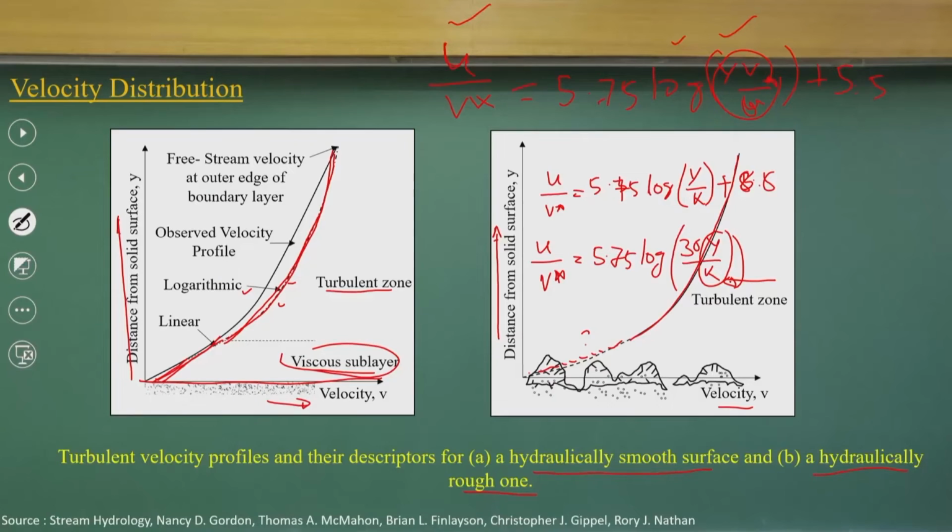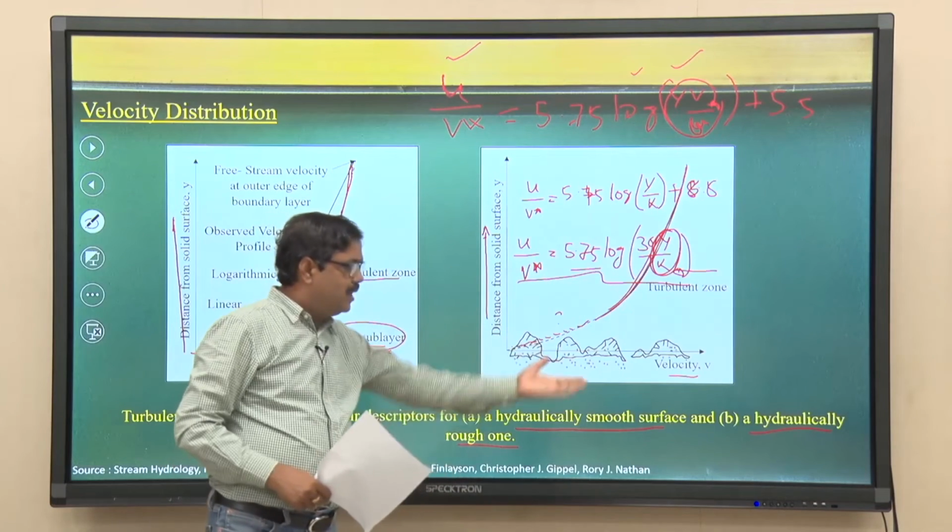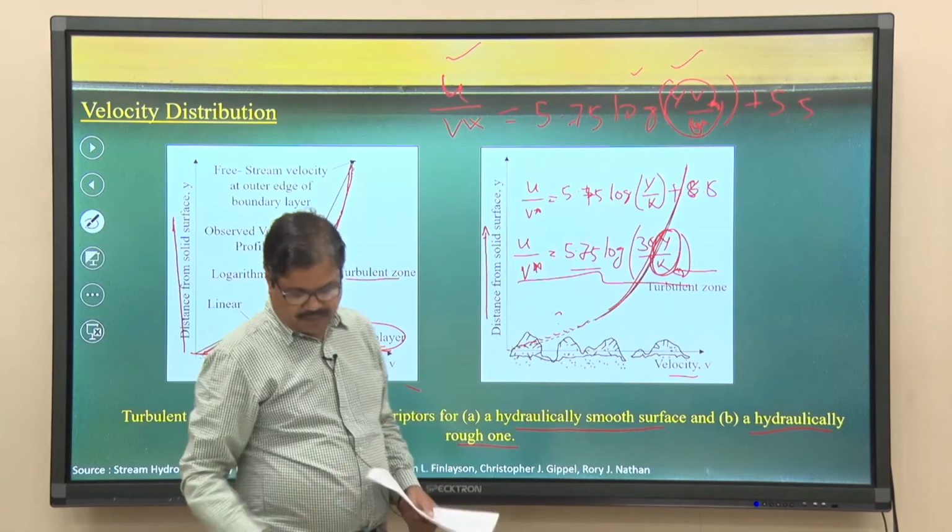Y is the depth of the flow. But when you talk about hydraulically rough zones, the velocity distribution does not depend upon the viscous force components. It depends more on the relative roughness value y by k, and that is the logarithmic profile, as it approximates like this. So, this is the velocity distribution when you have a hydraulically smooth surface and a hydraulically rough surface.